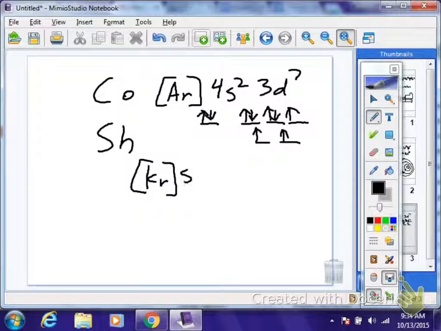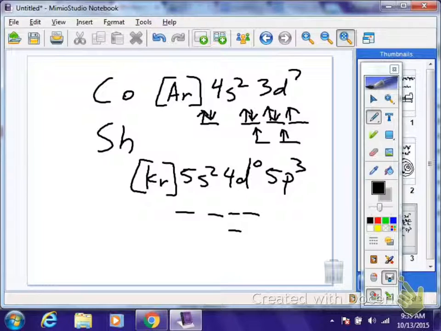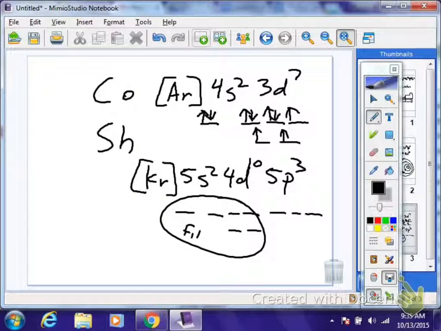And you go 5s2, 4d10, 5p3. Any questions on that? The S's and P's are the same level, same shell, they're being filled. So then when we do the orbital notations underneath, these are filled, so they don't have up and down arrows. And then the last one would be like that.